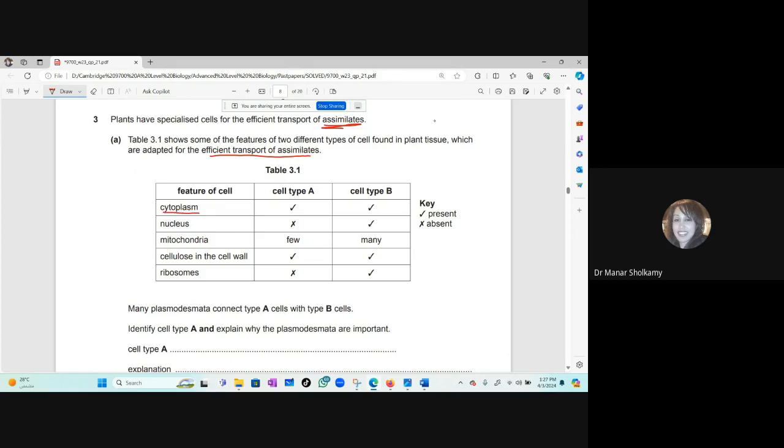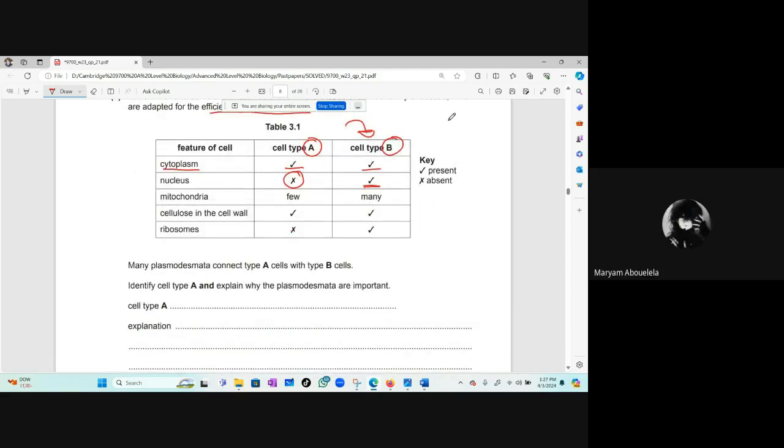So the feature of the cell, it has a cytoplasm. Yes, both of them do. It has a nucleus. One doesn't, and one does. So what is cell type A? And what is cell type B? We are transporting assimilates, and one of you already said phloem, and this phloem is related to another cell which has a nucleus this time. So what is cell type A? It has a few mitochondria. Sieve tube. Yes. Cell type A is the cell in the phloem, which is the sieve tube. The sieve tube element in phloem. Correct.